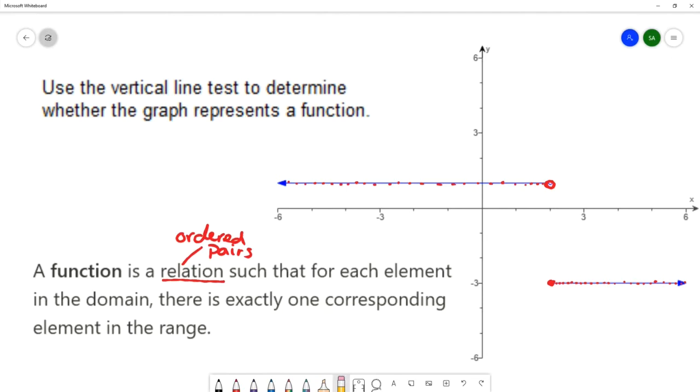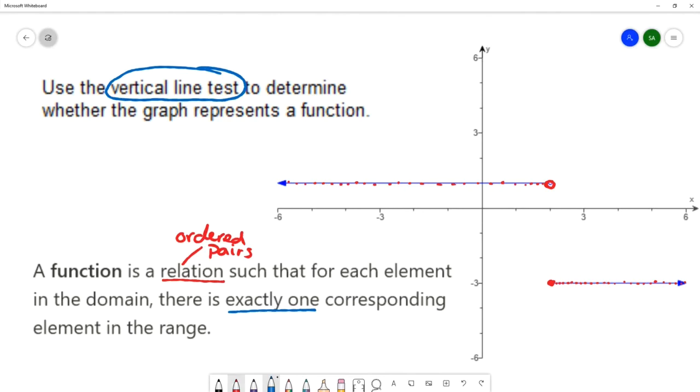but we want to make sure that this is a relation that for each element in the domain, there's exactly one corresponding element in the range. So this is the key word here, exactly one corresponding element in the range. And to do this, we have a test that we call the vertical line test that helps us decide if every element in the domain, every x, corresponds with exactly one element in the range, one y.